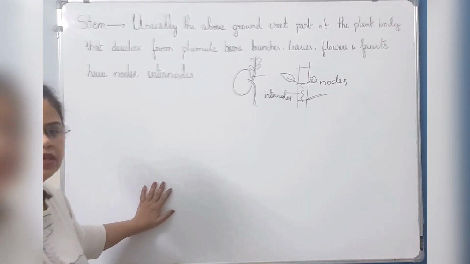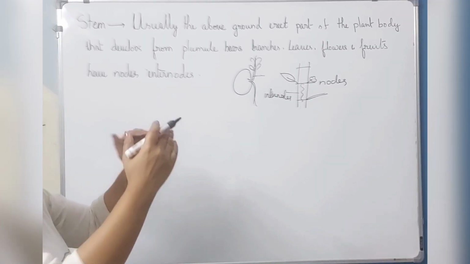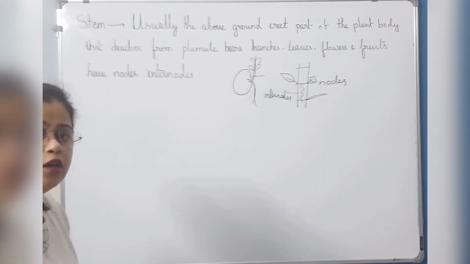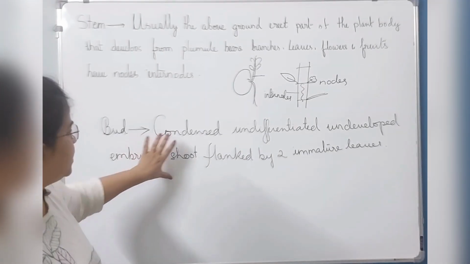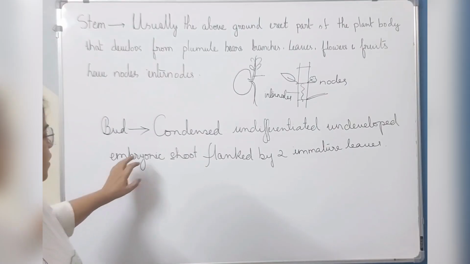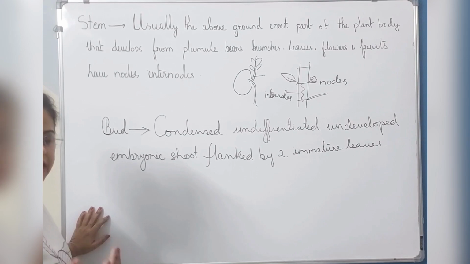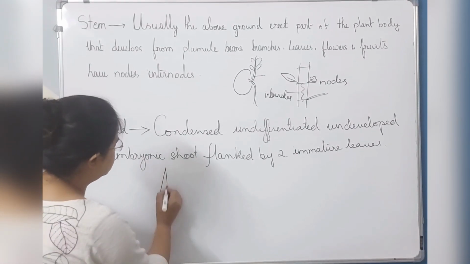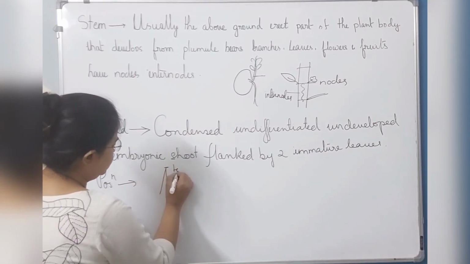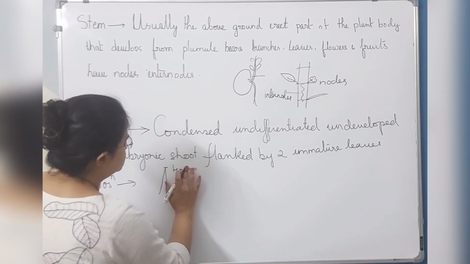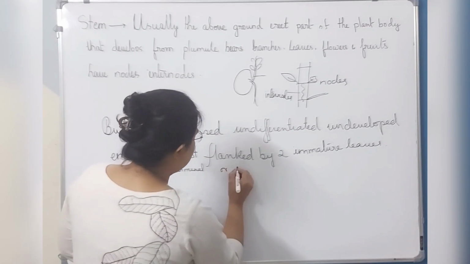Clear? So what is a bud? A bud is an undifferentiated, undeveloped, condensed tissue which is flanked by two leaves and which has a potential growing point. What is a bud? So bud is a condensed, undifferentiated, undeveloped embryonic shoot that is flanked by two immature leaves. अब हम position के aspect से देखें, so the bud can be, according to position, terminal, मतलब एकदम टिप पे, and lateral.